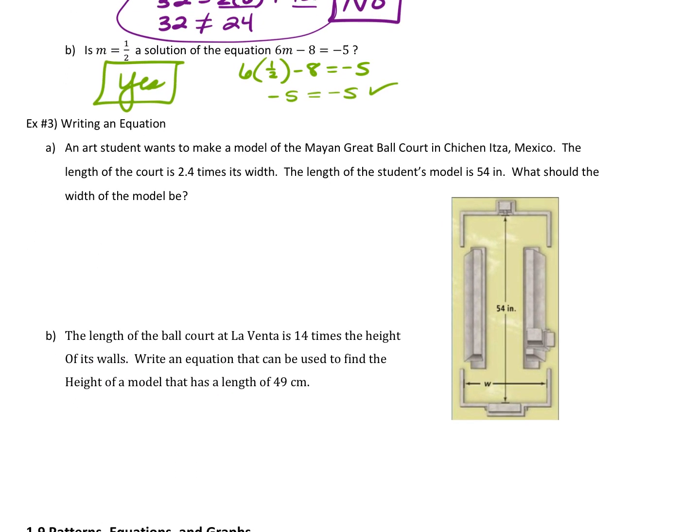So this first one uses this picture that you're seeing. It says an art student wants to make a model of the Mayan Great Ball Court in Chichen Itza. The length of the court is 2.4 times its width. The length of the student's model is 54. What should the width of the model be? So what I want you to focus on in this problem is how do you set up that equation?